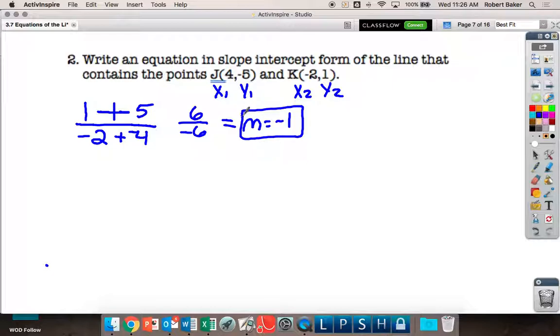Because m is what we call slope. Other people asked that in last class, and I forgot to talk about that.